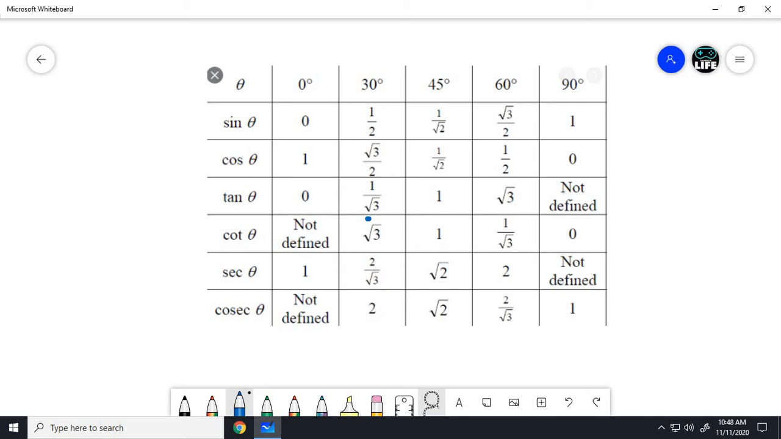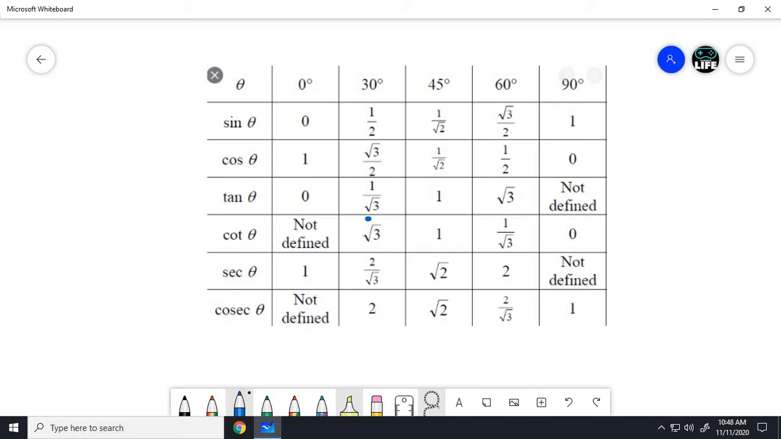So see it. Sine 0 degrees is 0. Sine 30 degrees is 1 by 2. Sine 45 degrees is 1 by root 2. Sine 60 degrees is root 3 by 2. And sine 90 degrees is 1.